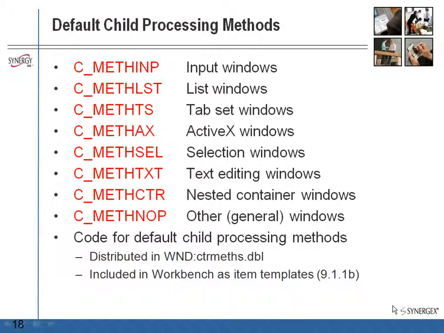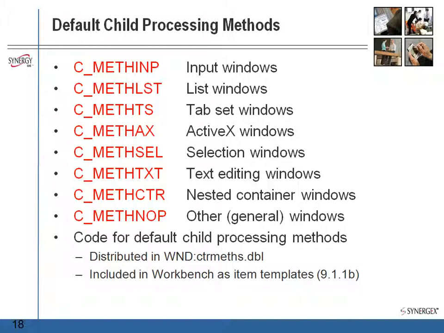This slide shows the methods which Toolkit uses as default processing routines for the various supported child types in a composite container. As already discussed, the Toolkit manual provides some documentation for these default methods. We also ship the source code for the default methods in the file wind:/ctrmethods.dbl. If you're using Workbench version 9.11b or higher, the default methods are also included as Workbench item templates, providing you with an easy way to create your own custom methods based on the default functionality as a starting point.